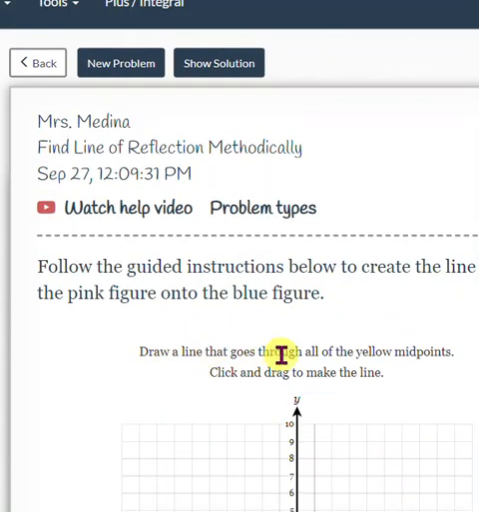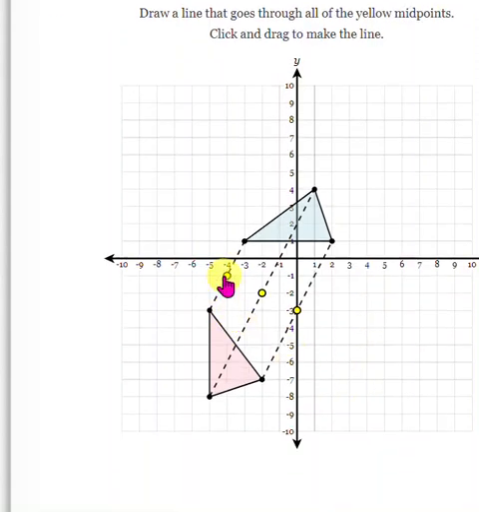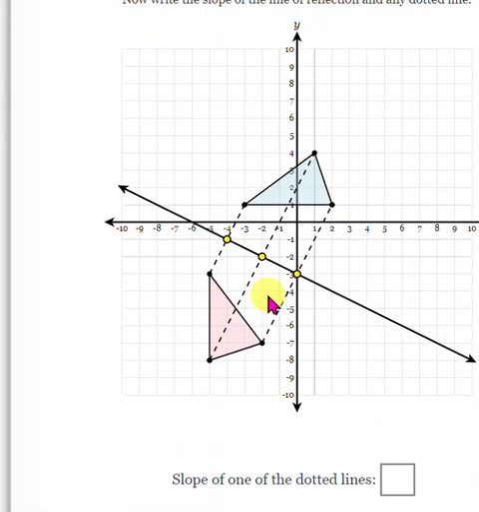Draw a line that goes through all of the yellow points. Click and drag to make the line. Okay, so I guess click and drag. So I'm going to click, and now I'm dragging, and boom, I let go. Slope of one of the dotted lines. Okay, well, remember rise over run. So 1, 2, 3, 4. 1, 2. So 4 over 2 means the slope is 2.